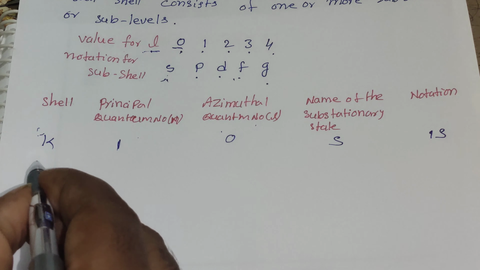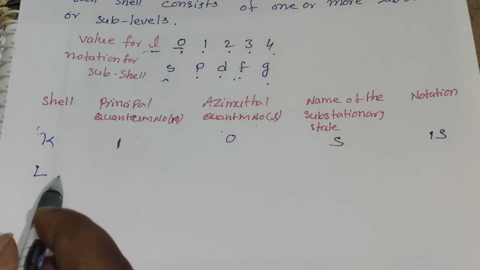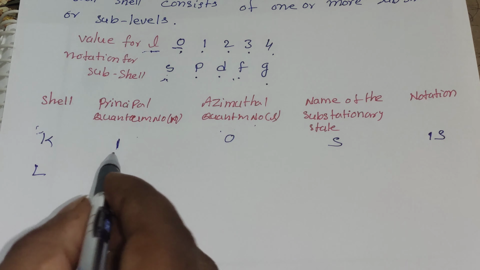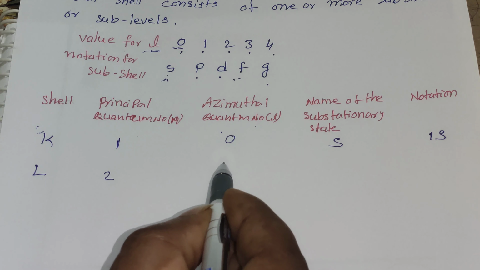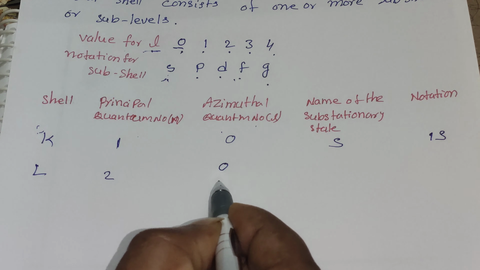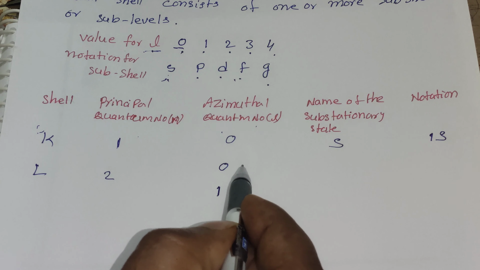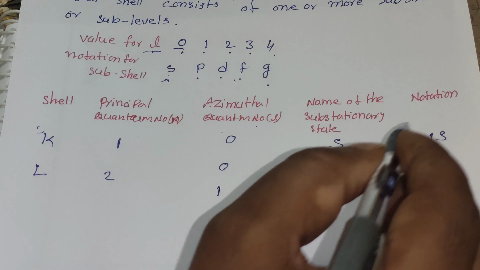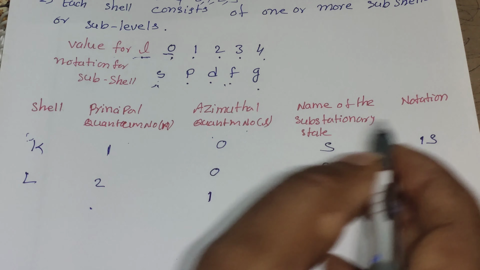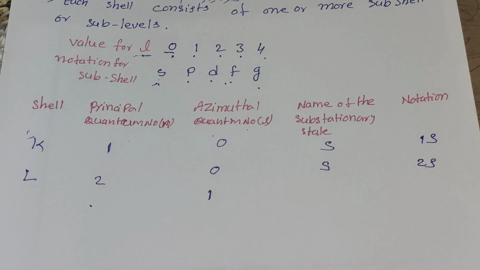And the next shell is the L shell, where the n value is equal to 2. The azimuthal quantum number value may be 0 or 1. If it is 0, that is the s orbital, and since the n value is equal to 2, it is the 2s orbital.